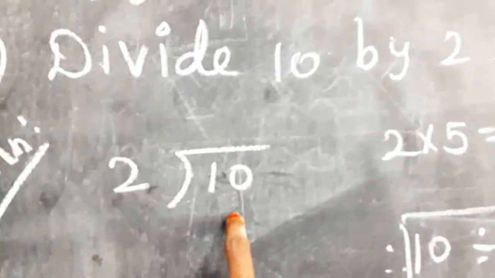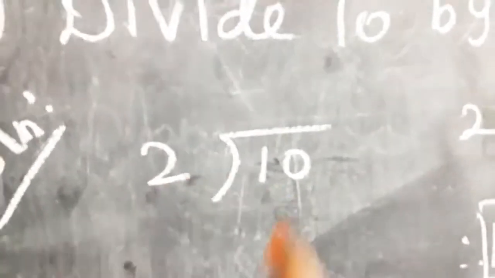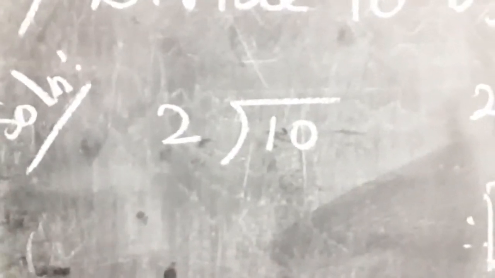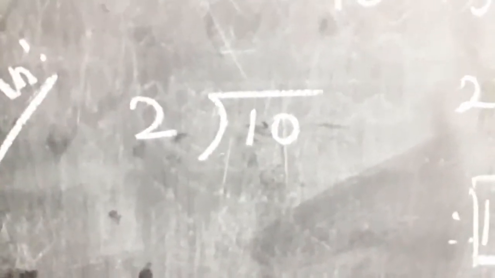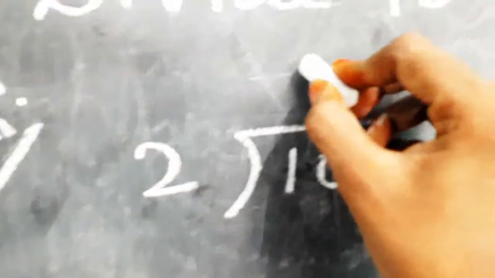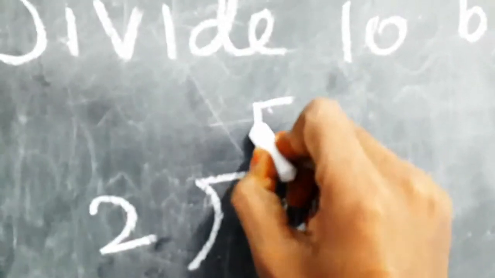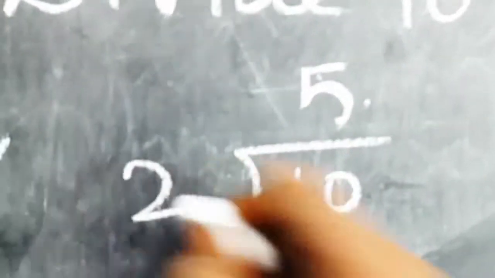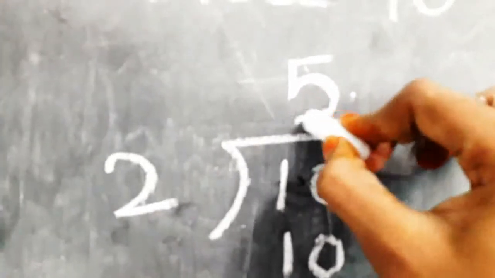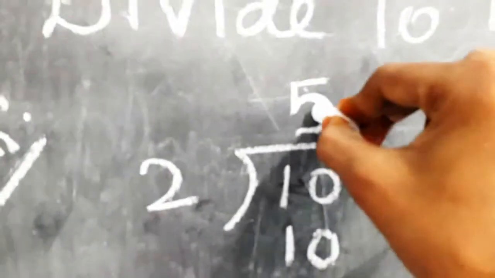So here, how many 2s are 10? 1 2 is 2, 2 2s are 4, 3 2s are 6, 4 2s are 8, 5 2s are 10. 5 2s are 10. So you write the number 5 in the quotient.